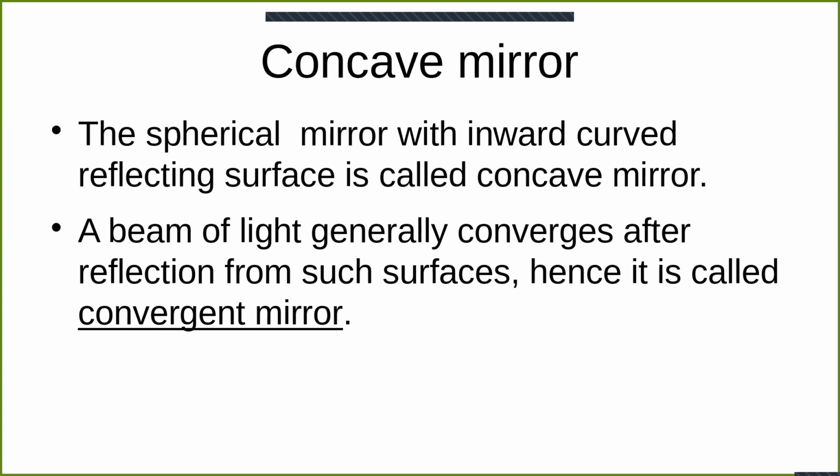Means a concave mirror is also called the convergent mirror, because when a beam of light falls on that mirror, it converges all the beam of light after the reflection. Because of this converging nature, this mirror is called the convergent mirror. Okay.